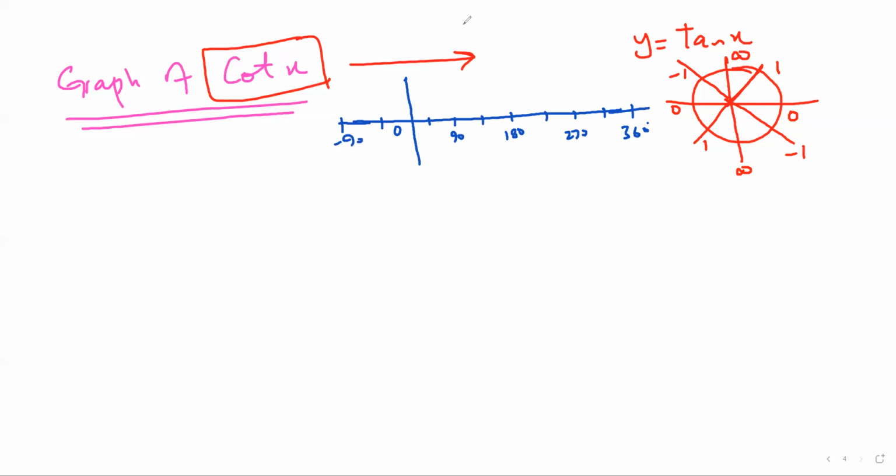So we have the asymptotes at 90. The first one is at 90, the next one is at 270. Remember, the tan has a period of 180 degrees. So here it is this 90, and we have an asymptote at -90. You have 1, you have -1.